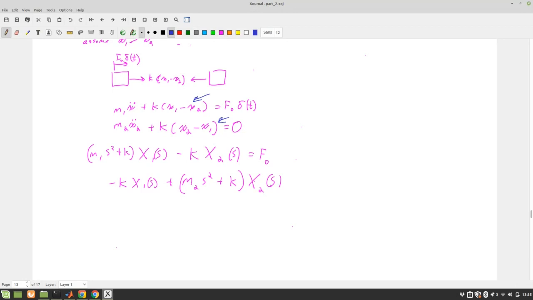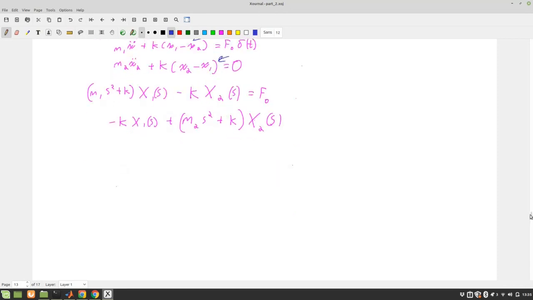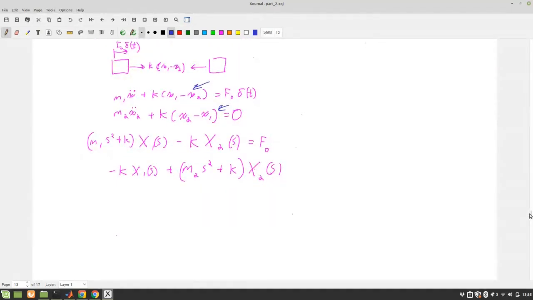Okay, and then again, why do we have capital X1 and capital X2 now? We didn't have that before. Because we have 2 degrees of freedom. So, can we agree that this is step 1? Anybody disagree? No? All right, so what's step 2?